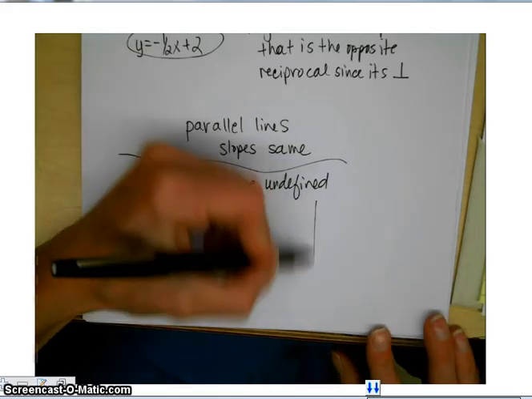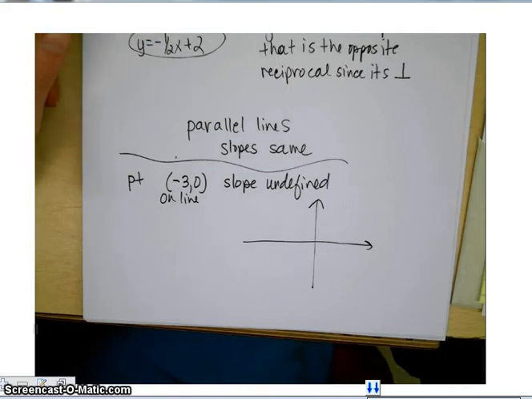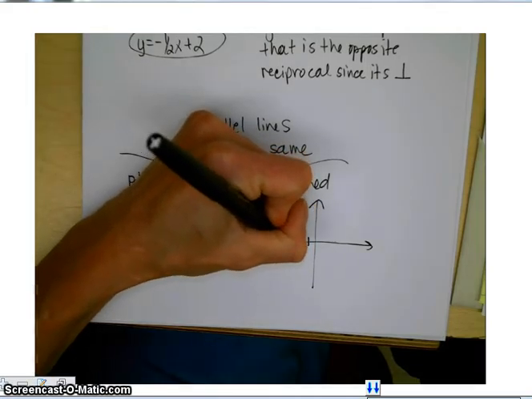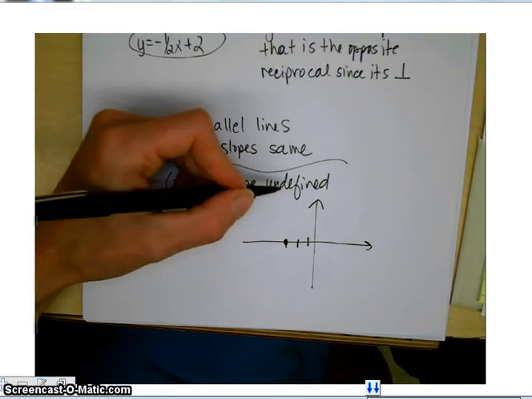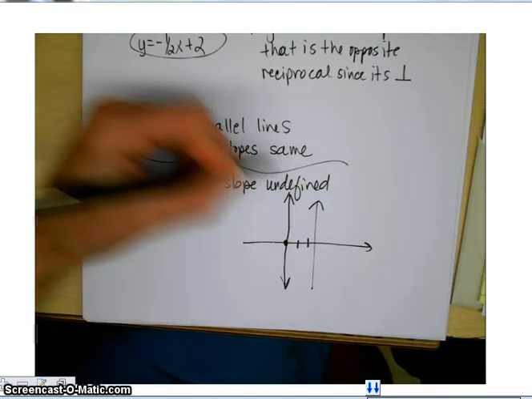Okay, so what would you do first? All lines are straight. Okay, what do you do first? Graph the point. Negative 3 comma 0, and then the slope is undefined. So what kind of line is that? Vertical line. You just want me to say line, all lines are straight again, right? Okay, it's a vertical line, okay?